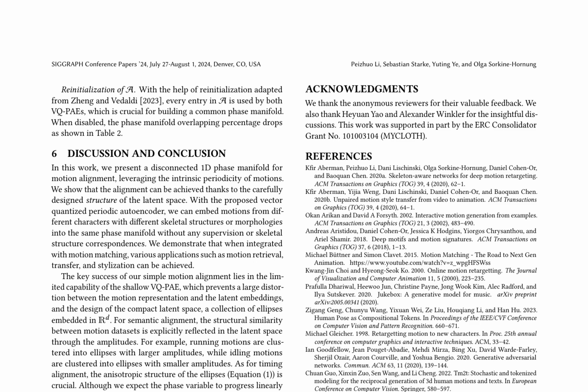This research paper introduces a novel motion alignment approach using a disconnected 1D phase manifold. It leverages the intrinsic periodicity of motions and utilizes vector quantized periodic autoencoders, VQPAEs, to embed motions from different characters into the same phase manifold without supervision or skeletal structure correspondences. This technique can be integrated with motion matching for applications such as motion retrieval, transfer, and stylization.